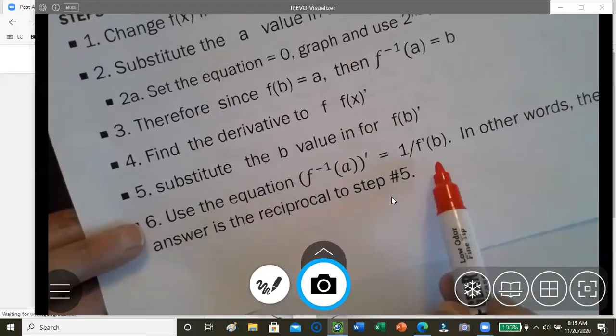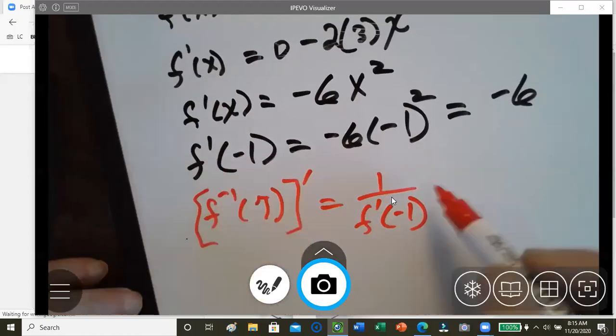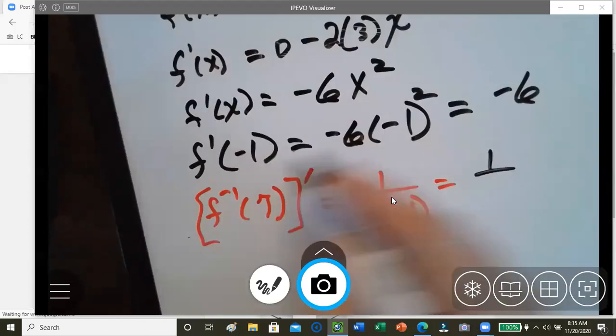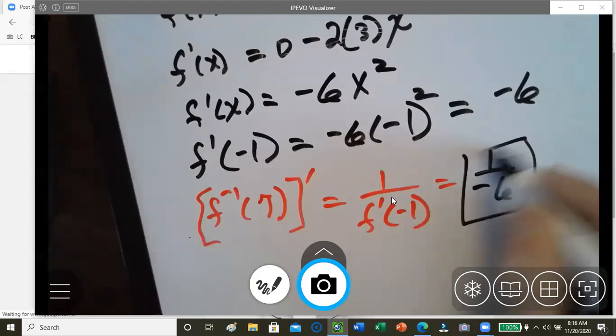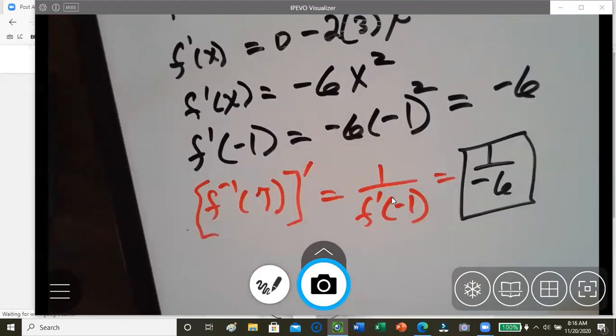Okay, and so basically we found that the derivative at negative 1 is going to be 1 over, so we found this to be negative 6, so it's 1 over negative 6, and that's our answer. Okay, so that's a whole lot simpler than what we did yesterday. All right, questions with that?